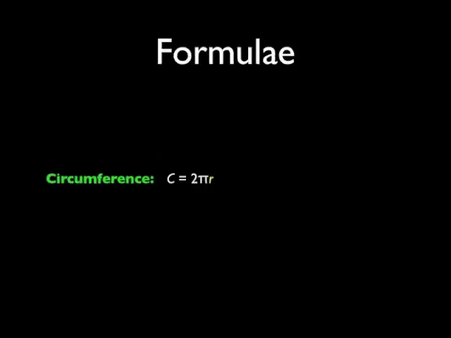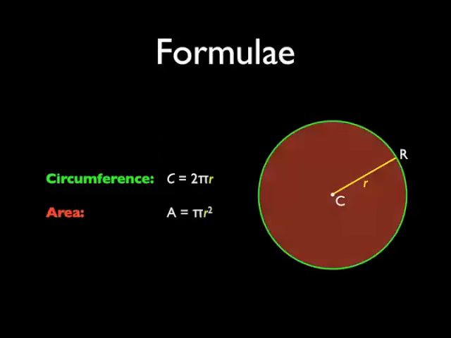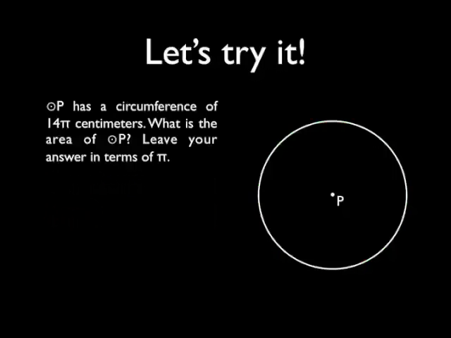The circumference is 2 times pi times the radius. And the area is pi times the radius squared. I get students all the time who get these things confused. The easy way to remember them for me is to remember units. Area, the units are going to be squared, so therefore you want to use the formula with the square in it. That helps me remember things. So now let's try it.